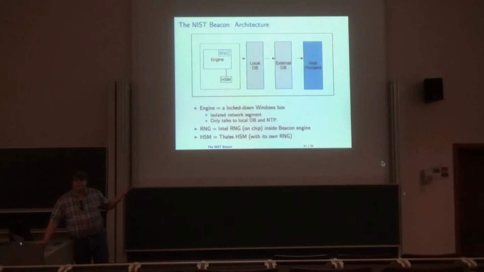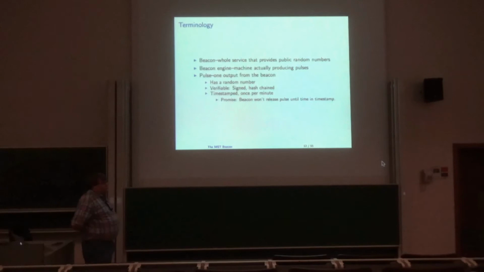So this is the terminology I'm going to use for the rest of this talk. I'm going to use the term the beacon to describe the whole service that provides public random numbers. The beacon engine is the machine, the actual computer that's producing the random pulses. It's putting them together, creating them, signing them, whatever. And then each pulse is one output from the beacon. It's important to have this terminology down because sometimes people say, well, the beacon at time t or something. It's nice to have a word for everything.